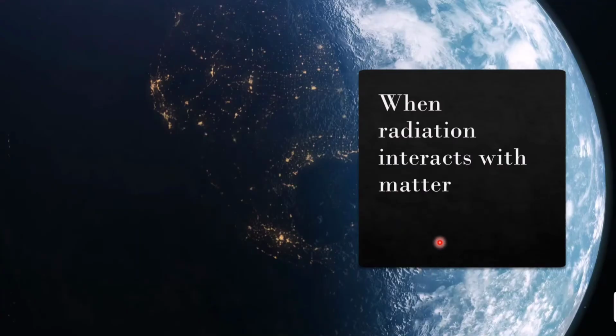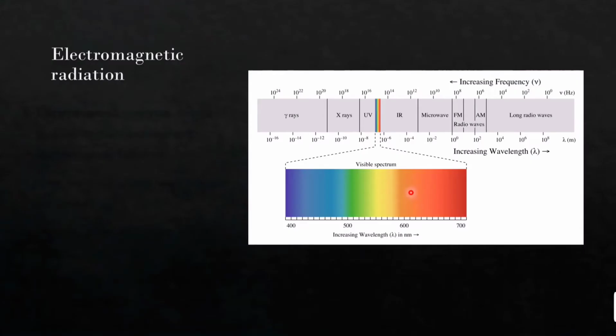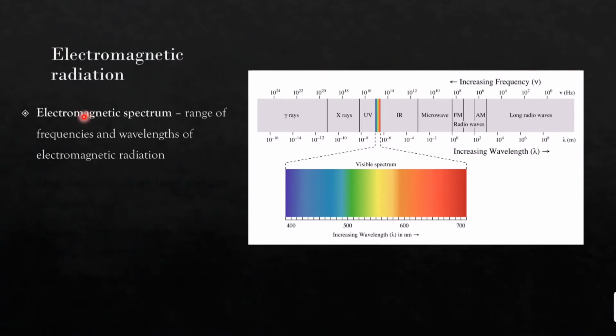Today's video is about when radiation interacts with matter. So first we're going to quickly look at electromagnetic radiation. The electromagnetic spectrum is a range of frequencies and wavelengths of electromagnetic radiation, and you can see the electromagnetic spectrum here.